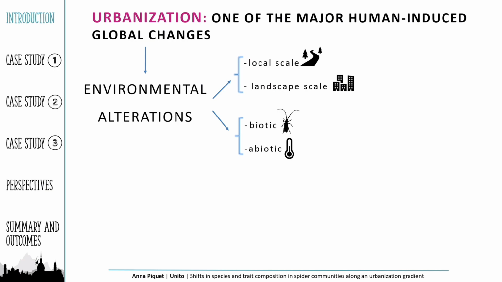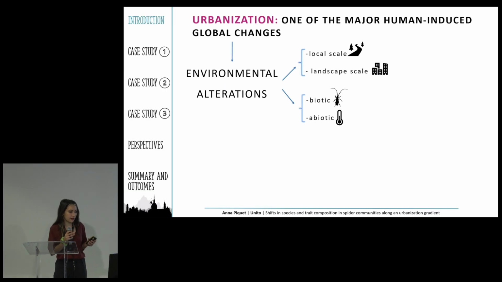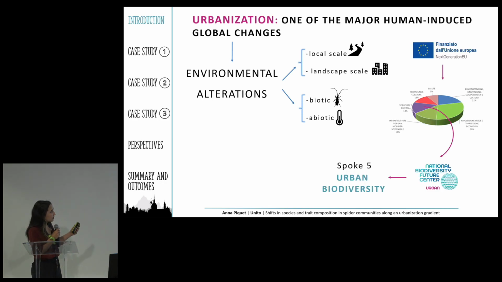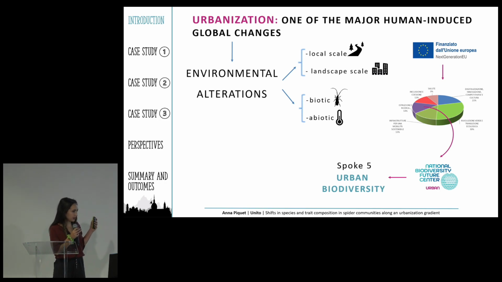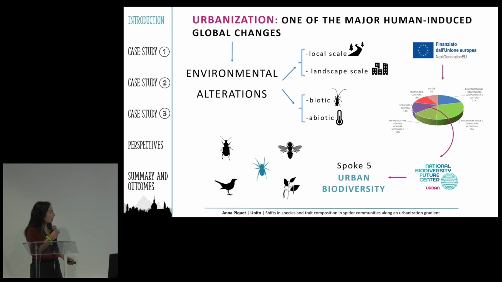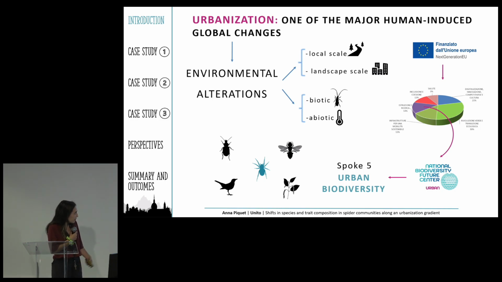Urban environments share some characteristics all over the world, so for this reason, it's possible to talk about urban ecosystems and extend the results that you could obtain at a local scale to a more general context. The attention towards this topic is increasing, and as we know, one spoke of this center is strictly dedicated to urban biodiversity. Inside these spokes, there are many groups working using different model animals, and my PhD and my group specifically work on spiders.